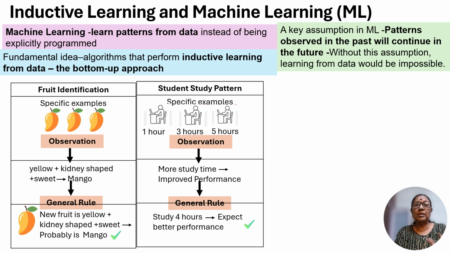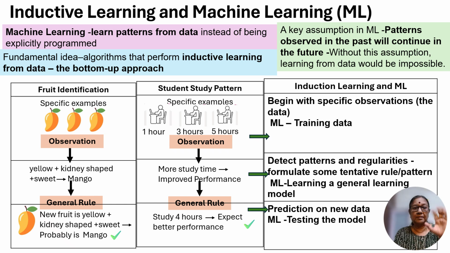Okay, so now let's connect this with inductive learning and machine learning. We begin with observations, that is the data. In machine learning, this is called training data. Then we detect patterns and regularities in this data, the features associated with this data, and formulate some tentative rules. In machine learning, this is learning a general model, a learning model. And then finally, we have prediction. We predict on the new data. In machine learning, this is called predicting on testing data, or testing the model.